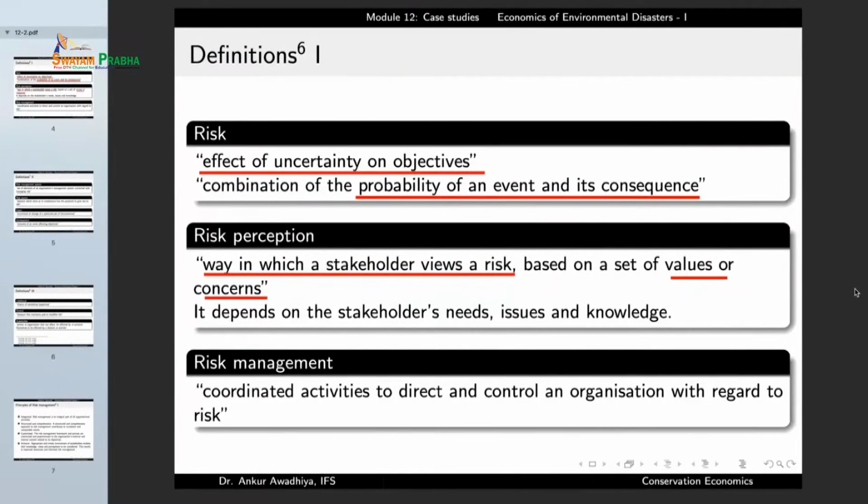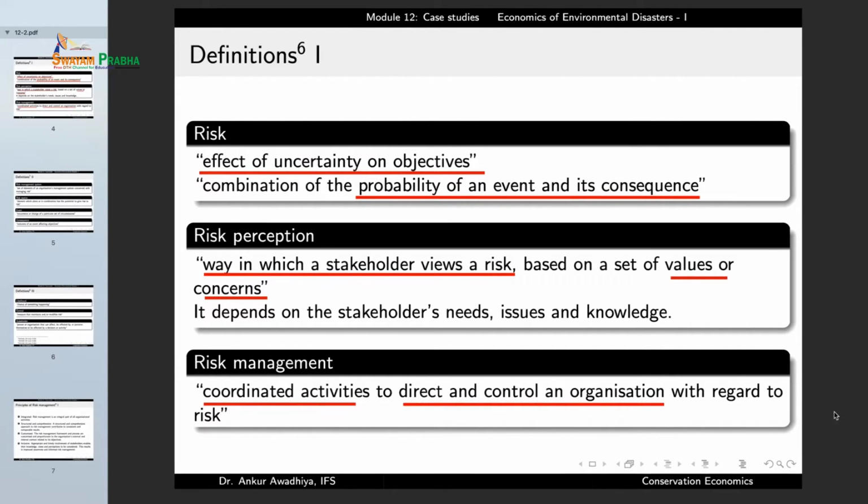Then we have risk management. So if there is a risk, it has to be managed. Risk management is the coordinated activities to direct and control an organization with regard to risk. So it is a set of coordinated activities. It's not a one-off solution, it is a set of coordinated activities that all aim to direct and control an organization with regard to the risk.